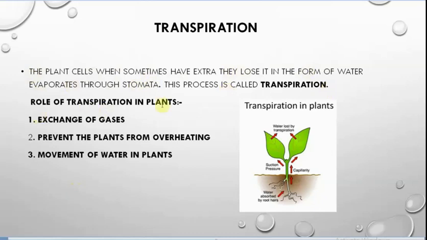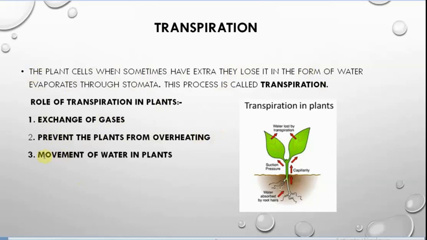So what is the role of transpiration in plants? First of all, it helps in exchange of gases. Second, it prevents the plant from overheating. When there is water loss, the water which is in liquid form will convert into water vapor, so evaporation is involved. And where there is evaporation, there is cooling. Thus, through that process, it prevents the plant from overheating.